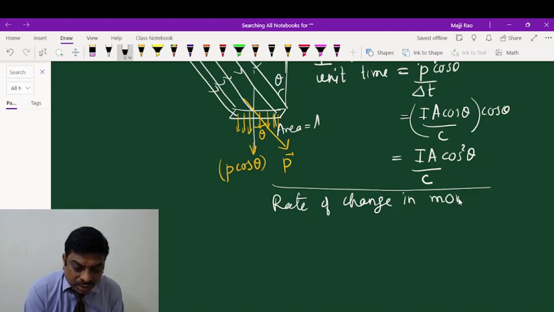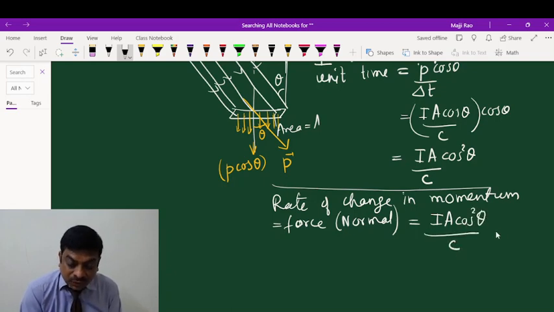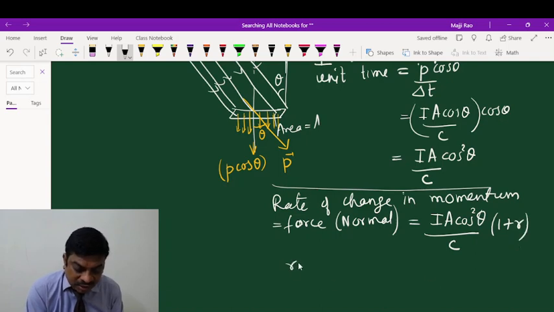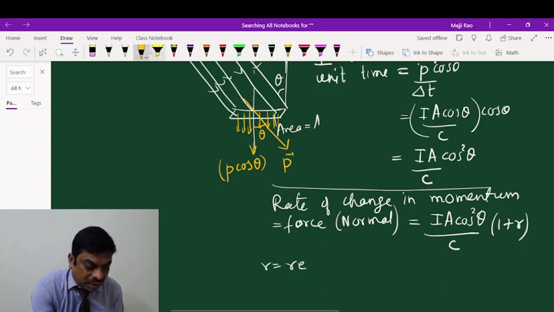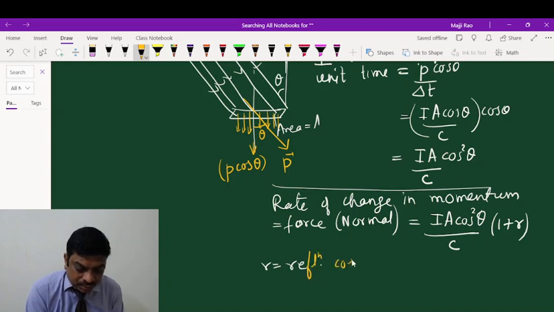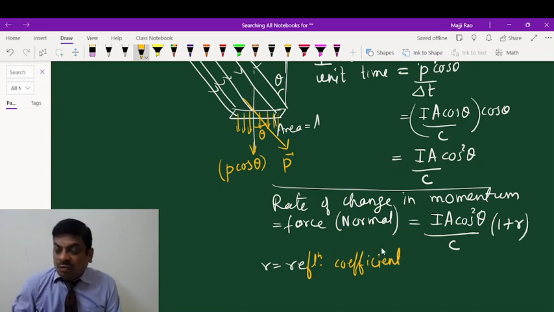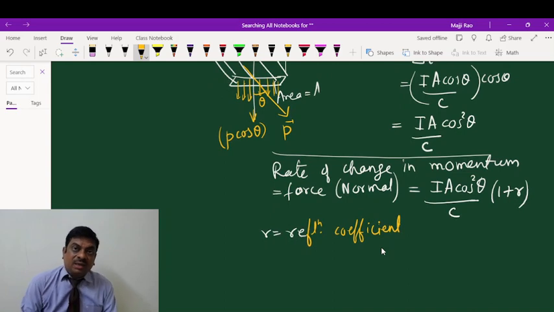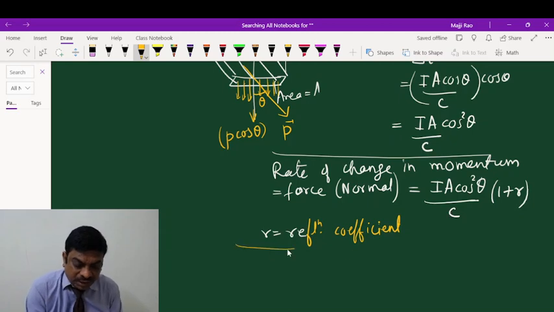Change in momentum, which is also equal to force, that is normal force, is I a cos square theta by c into 1 plus r, where r is the reflection coefficient. R is 0 for a perfectly absorbing surface, 1 for a perfectly reflecting surface, and any value between 0 and 1 for an alternate surface. Okay, students? I hope that is clear.